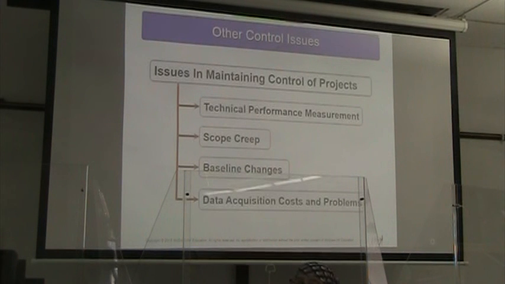And our data acquisition costs and problems. It might actually be very easy to get the data, but it also might be very difficult because we have to do extra research, or we run into a problem, what we thought was going to be easy to do turns out to be hard, etc.